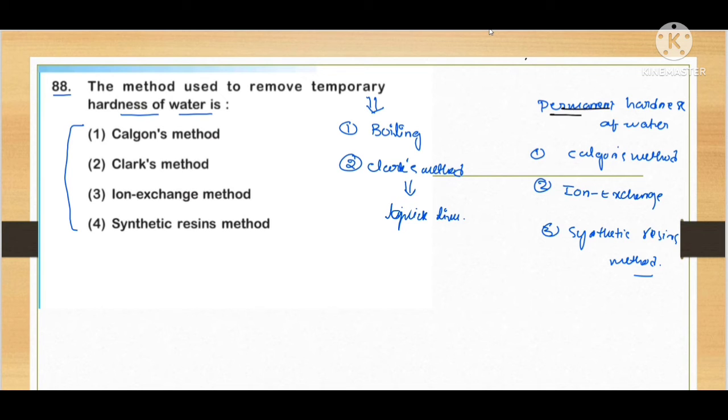We know that Calgon's method is used to remove the permanent hardness of water. So option 1 is eliminated. Ion exchange method is also used to remove the permanent hardness of water. Option 3 is eliminated. Option 4 is also eliminated. Why? Because the synthetic resin method is used to remove the permanent hardness of water. The remaining option is option 2. Clark's method is used to remove the temporary hardness of water, and boiling also removes the temporary hardness of water.